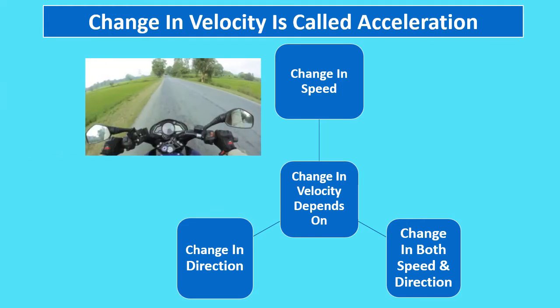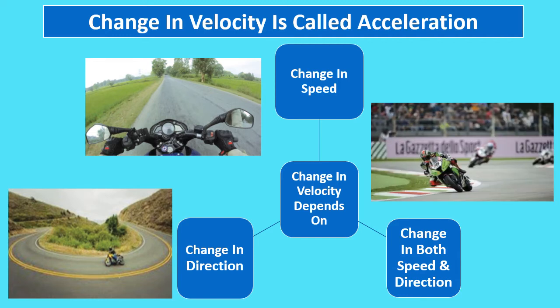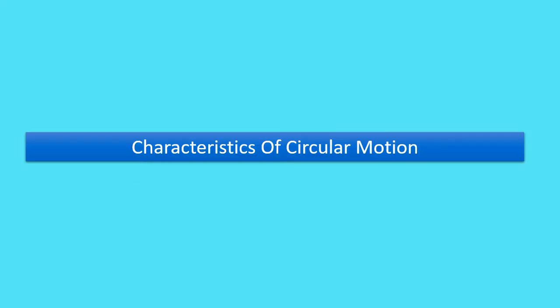Look at this example. You can see a straight road. In this straight road, direction will remain the same, but speed can change. So when speed changes, the motion of the vehicle will be called an accelerated motion. Change in direction: here, the path is circular. Speed can remain the same, but the direction is changing. So the motion can be accelerated motion. Or both change, speed as well as direction. When both change, they will cause a change in velocity, and the motion will be called an accelerated motion.